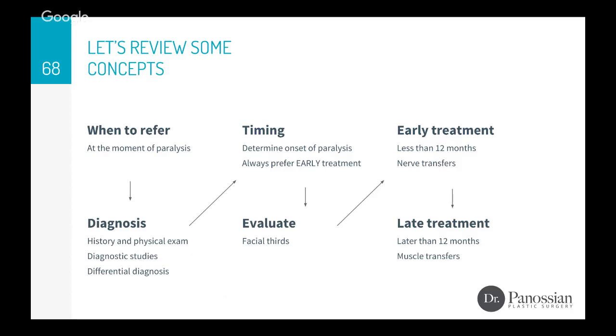We want to evaluate the face into thirds. We want to look at the upper, middle, and lower thirds. We want to start early treatment, if possible, which is less than 12 months, with nerve transfer. If we're already entering the late phase of treatment, or if we're getting nerve conduction studies to determine viability of the neuromuscular motor end plates, then we may be entering the late phase at that point, which will necessitate a muscle transfer option, as I've outlined, with either the gracilis or the temporalis.